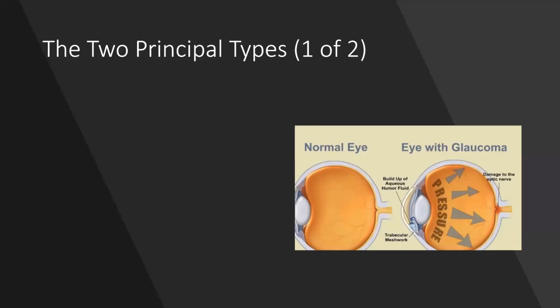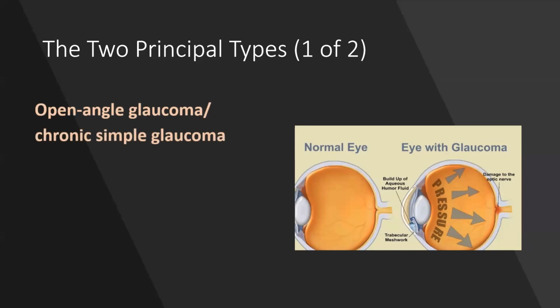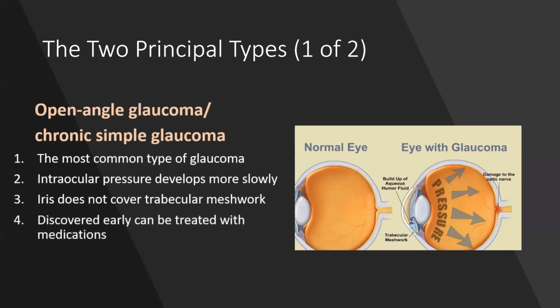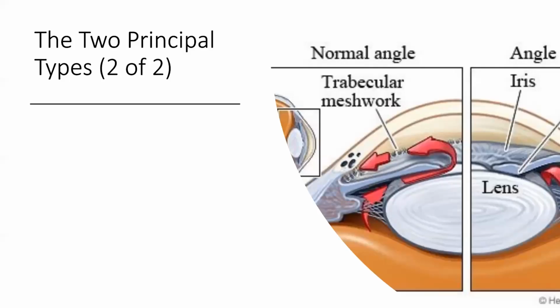So what are the two principal types of that? One is open angle glaucoma, which we were just discussing, also called chronic simple glaucoma. It is the most common type of glaucoma. Intraocular pressure develops more slowly in it, and the iris does not cover the trabecular meshwork. It can be treated with medications if it is discovered early.